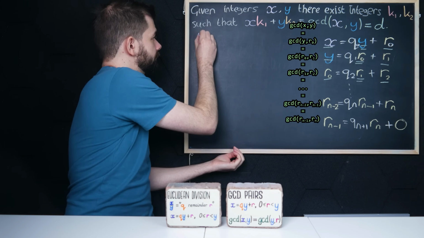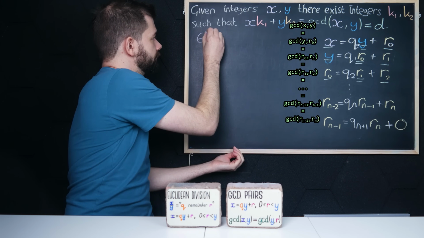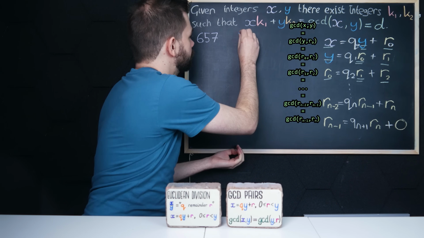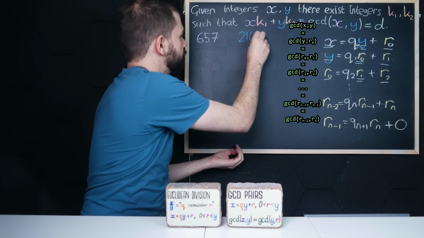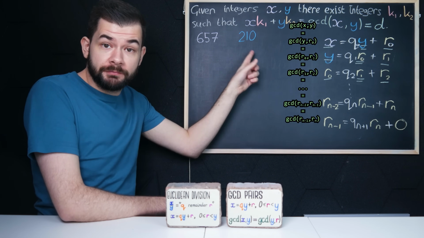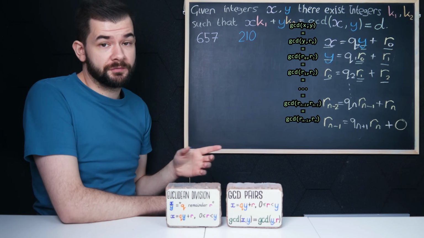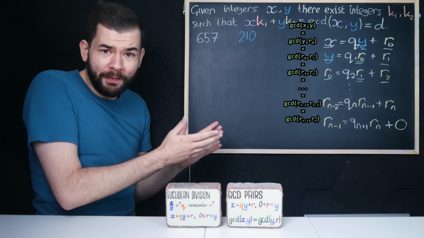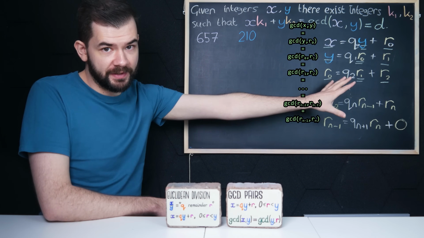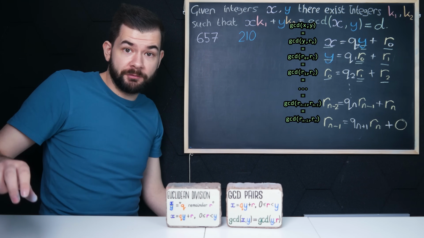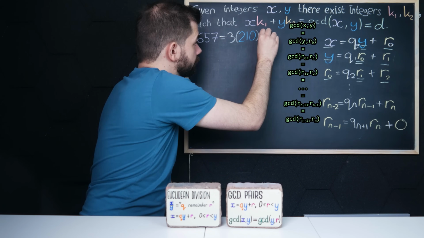Let's go back to 657 and 210. Their greatest common divisor is 3, and how do we express 3 in terms of these? Well, it's easy. You take 97 lots of 210 and remove 31 lots of 657. How do we know that? Well, following this process, if we do 657 divided by 210, that's 3 remainder 27.